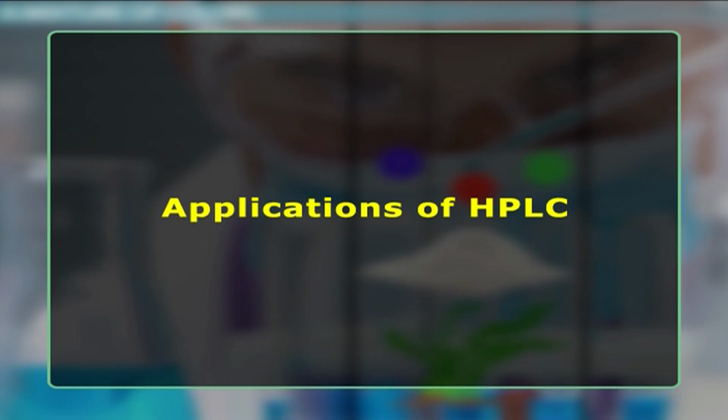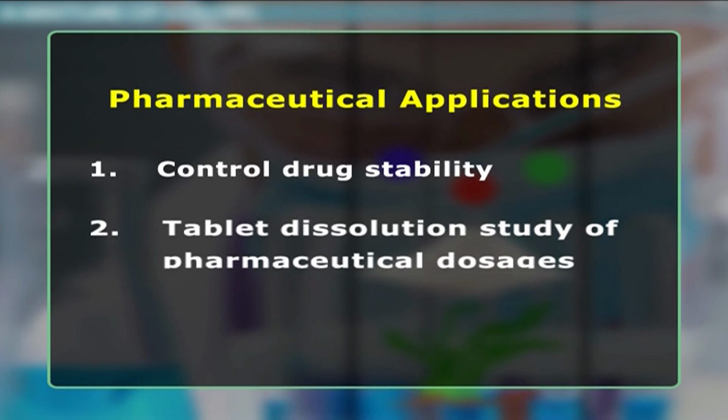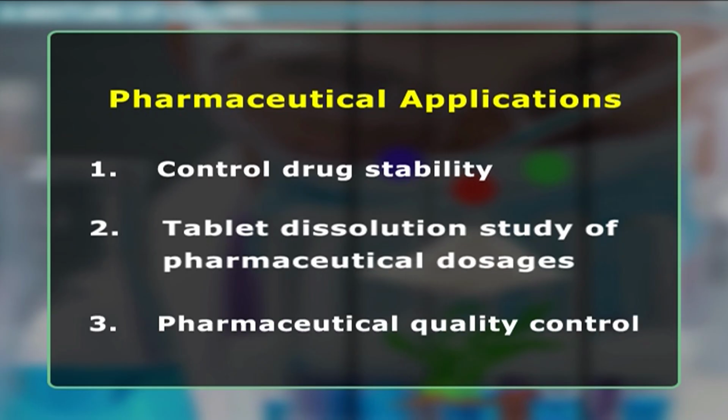Lastly, applications of HPLC. The information that can be obtained by HPLC includes resolution, identification and quantification of a compound. It also aids in chemical separation and purification. The other applications of HPLC include pharmaceutical applications, which in turn include controlling drug stability, tablet dissolution study of pharmaceutical dosages, and pharmaceutical quality control.